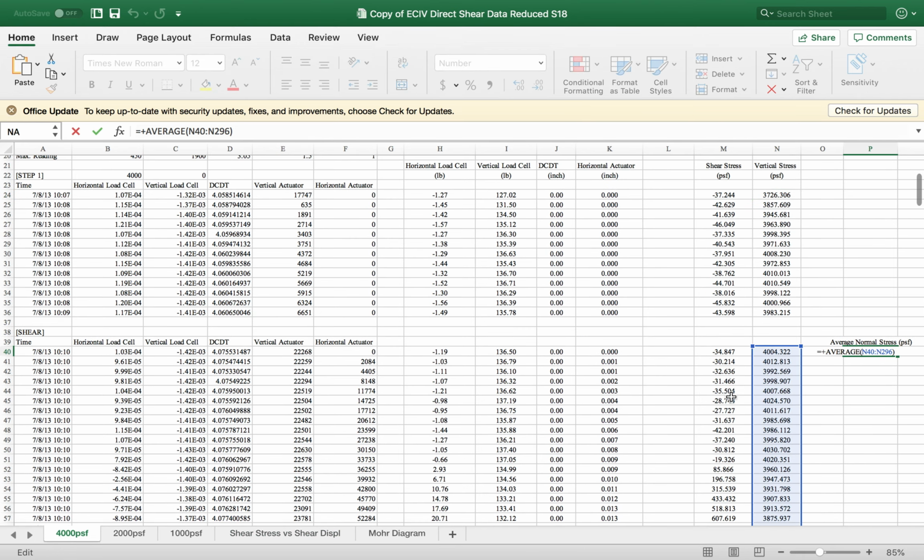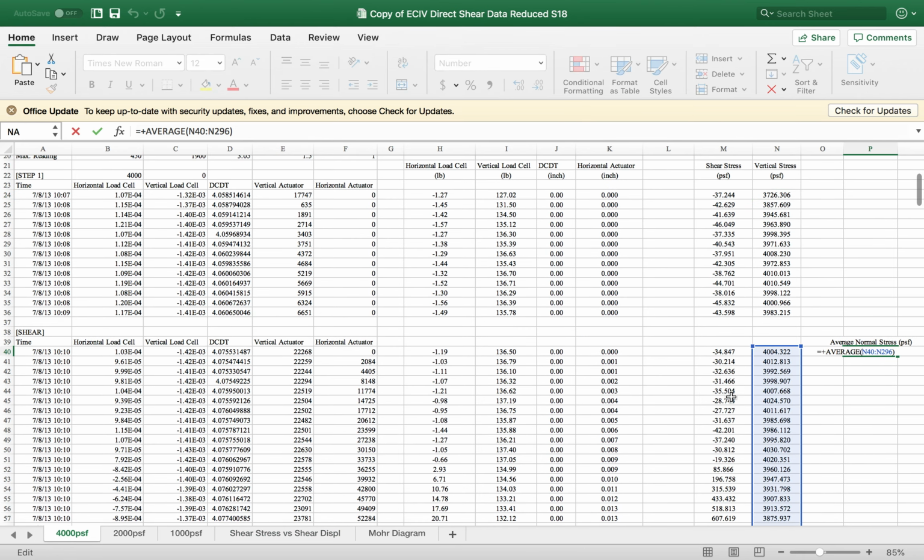The instructions on this sheet are pretty straightforward. So graph normal stress versus shear stress. So graphing these two. And that's all these blue dots right here.